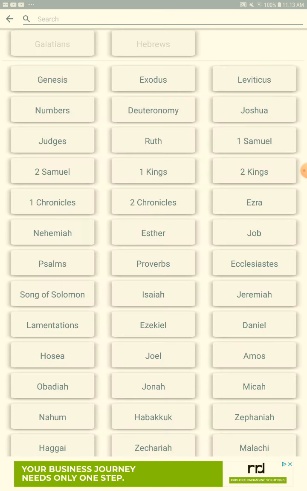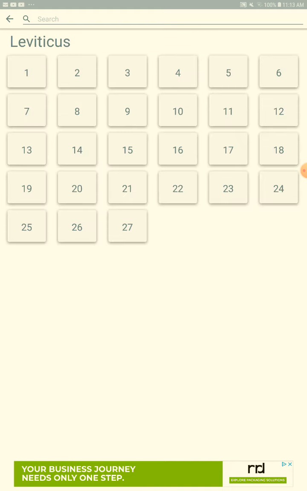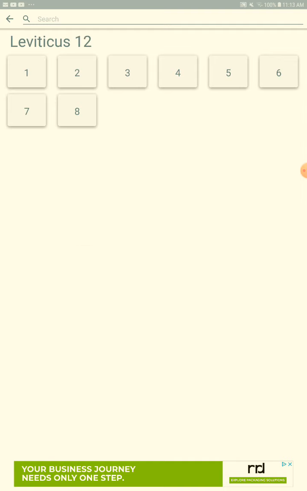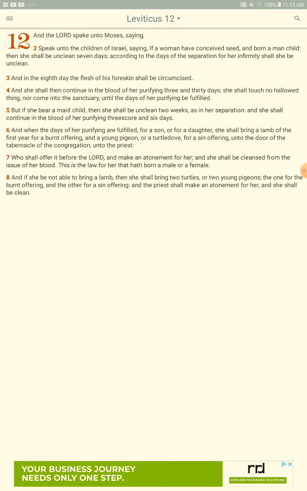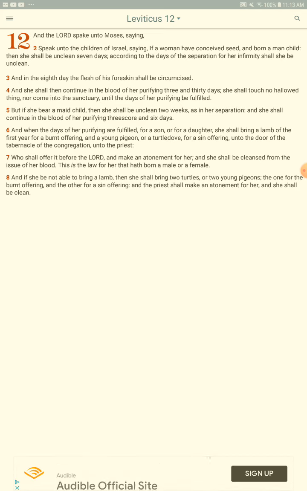So what was the law? You go to Leviticus, the 12th chapter. And the Lord spoke unto Moses, saying, Speak unto the children of Israel, saying, If a woman conceive seed and bear a man child, then she shall be unclean seven days, according to the days of the separation for her infirmity shall she be unclean. And in the eighth day the flesh of his foreskin shall be circumcised, and she shall then continue in the blood of her purification three and thirty days; she shall touch no hallowed thing, nor come into the sanctuary until the days of her purification be fulfilled.